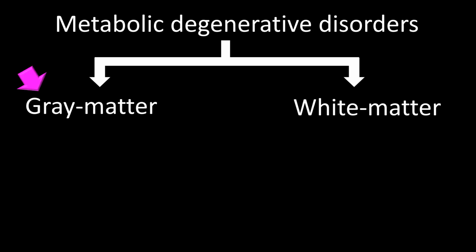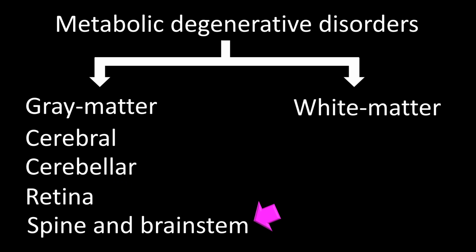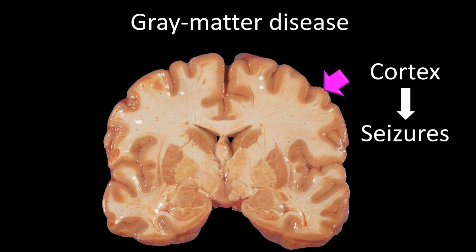We will first talk about gray matter disorders, and in this group we'll consider those producing findings due to cerebral, cerebellar, retina, and spinal brainstem. Cerebral findings. This is a coronal view of the brain. Here you can see the cortex. When affected, in patients with degenerative metabolic disorders, we see seizures, dementia, or other type of cognitive problems.